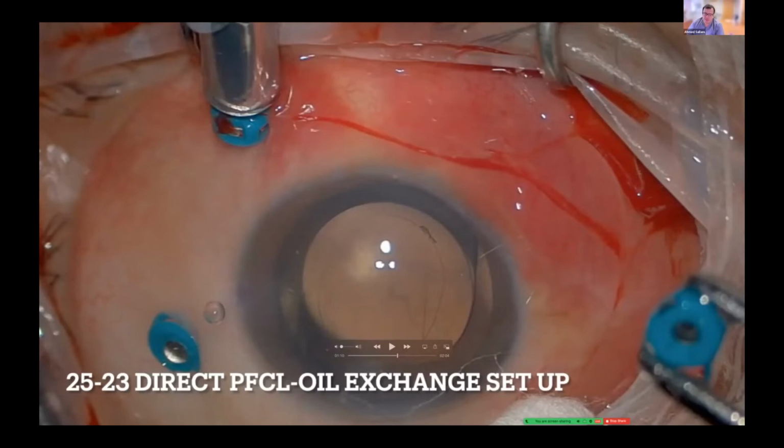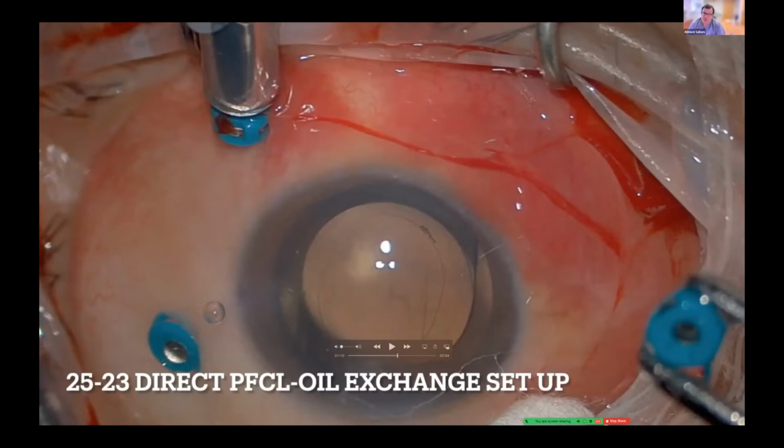So we added PFCL, laser that, and this is a technique we've been using for the PFCL oil direct exchange, the passive way. The problem with that exchange is the PFCL removal is inefficient. So usually you end up with high pressure in the vitreous cavity, and you can have problems even with oil coming to the front of the eye, and I've seen a case where the eye burst.